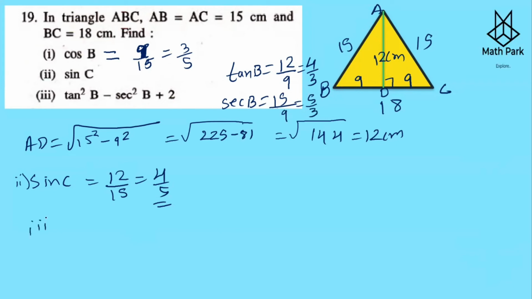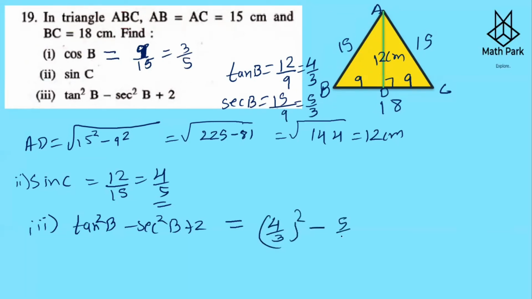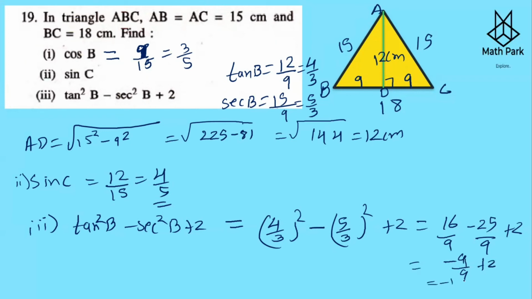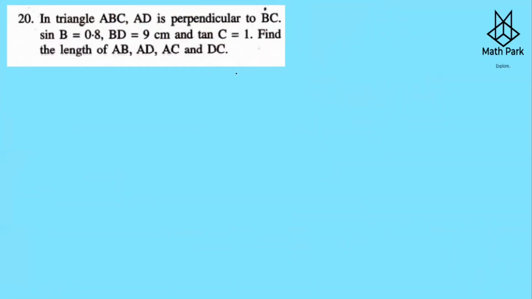So let us find the third part, which is tan square B minus sec square B plus 2. Let us put the value. Tan B is 4 upon 3. So 4 upon 3 square of that minus sec square B, which is 5 upon 3, and then the square of that, plus 2. 4 square is 16, 3 square is 9, minus 5 square is 25, 3 square is 9, plus 2. So 16 minus 25 is minus 9 upon 9 plus 2. Minus 9 by 9 is minus 1. Minus 1 plus 2, which we get as 1. So this is how tan square B minus sec square B plus 2 is 1. Got it?